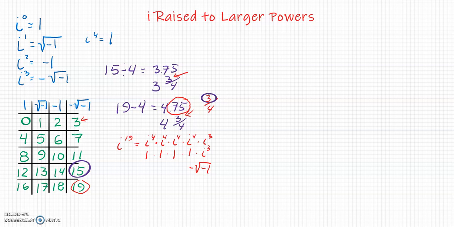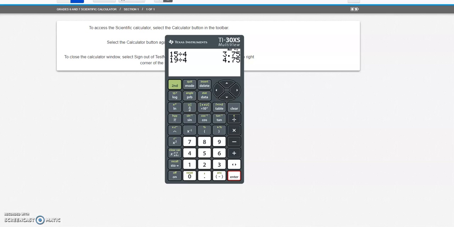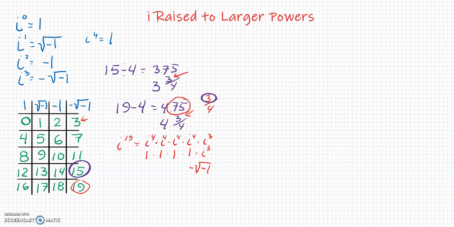Let's see if it still works for i to the 7th. i to the 7th means 7 divided by 4, and we still get the 0.75. So that means anytime we divide by 4 and we get 0.75, our final answer is the same as i to the 3rd, negative square root of negative 1.